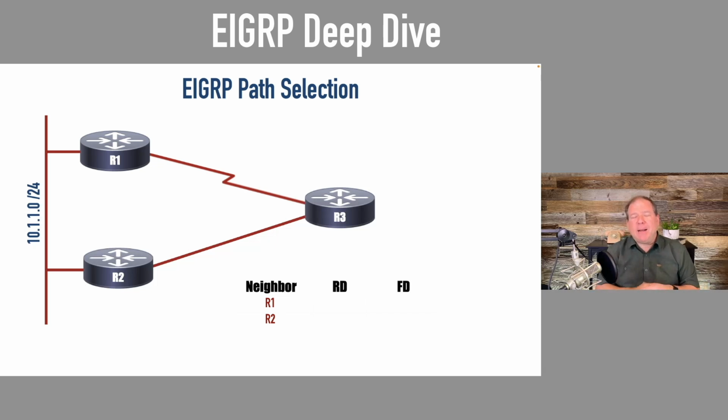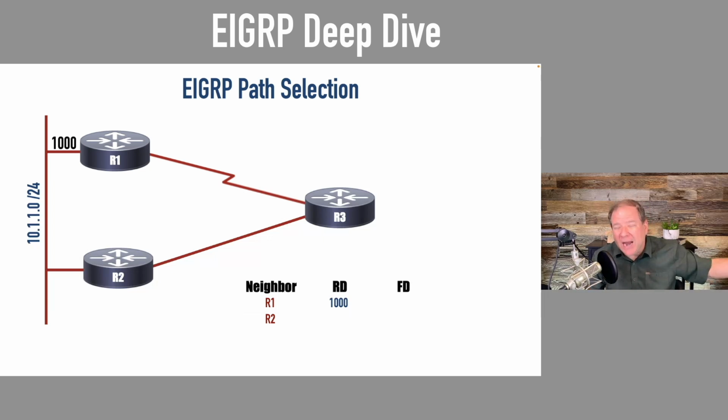Let's say I'm on R3 and I'm trying to get to that network on the left-hand side of the screen, 10.1.1.0/24. Well, I could get there via one of two ways. I could get there via R1 or I could get there via R2. Now, R1 is going to have a cost or a metric of 1,000 to go out of its interface to this link. And R2 is going to also have a cost of 1,000. But R1 says, all right, it's going to cost me 1,000 to get to this network. So it reports that to me. It's called the reported distance, or the RD.